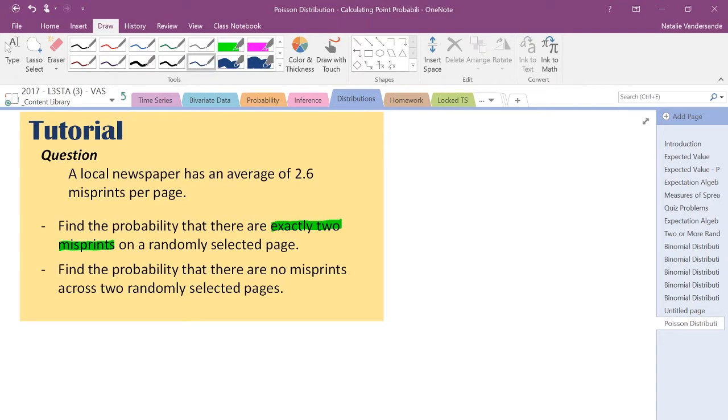So we know we're using a Poisson distribution. There's only one parameter, lambda. Lambda is our mean or average rate that the events occur at. So in our case, that's 2.6 misprints per page.